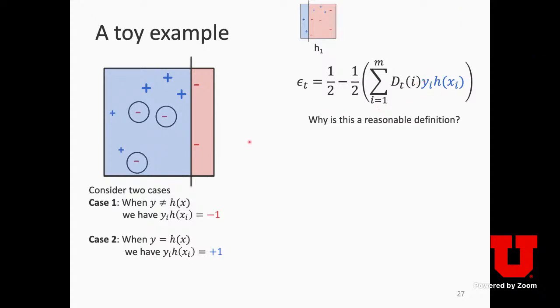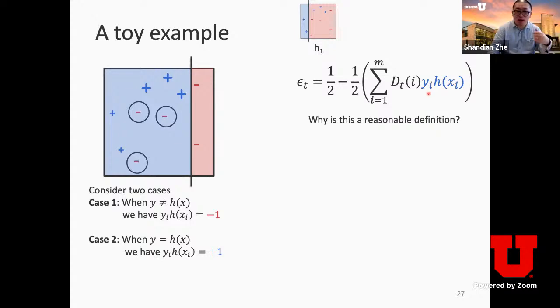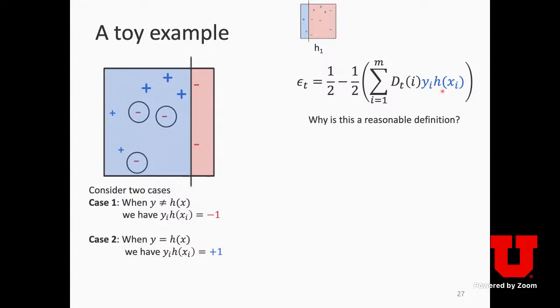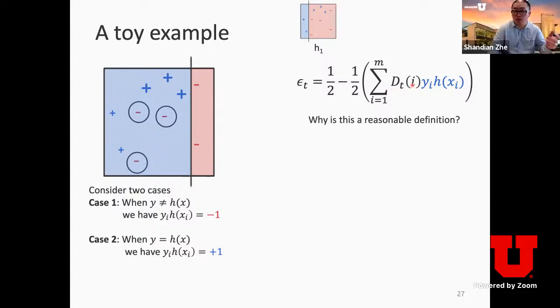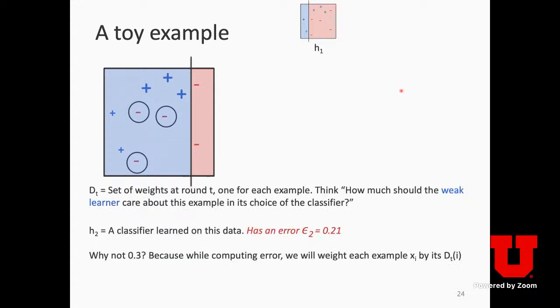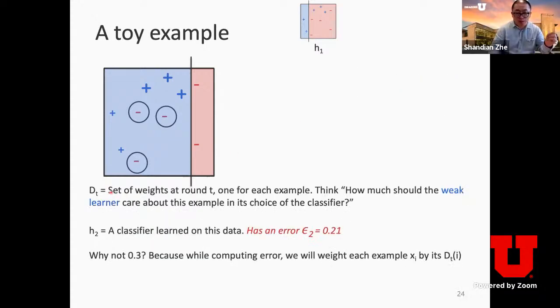Sorry, I think there was some confusion about what the variables were in the equation. So y is what you are predicting it is, and h of x is what it is. Yes, yi is the label, the ground truth label, -1 or +1, and h of xi is our prediction, which is also 1 or -1. And then dt of i, that's the weight. That's the weight of example i in round t. Yeah, that's the definition here. dt is a set of weights at round t, one for each example.